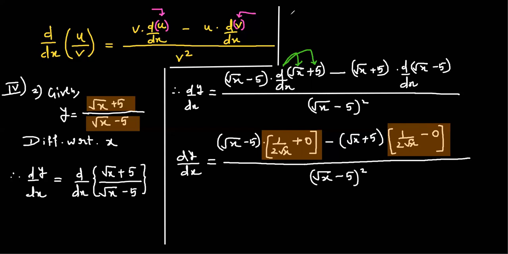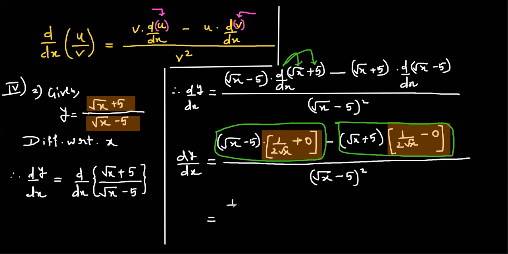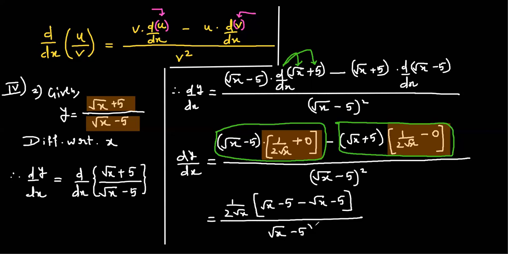So from these two terms, this is first term and second term. In these two terms, I have got 1 upon 2 root x common. So in the next step, I will take 1 upon 2 root x common. So 1 upon 2 root x is out. So inside the bracket, I will get root x minus 5 minus root x plus 5, which is again minus root x minus 5. And the whole thing divided by root x minus 5 the whole square.